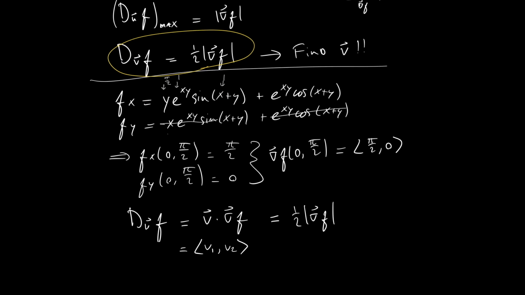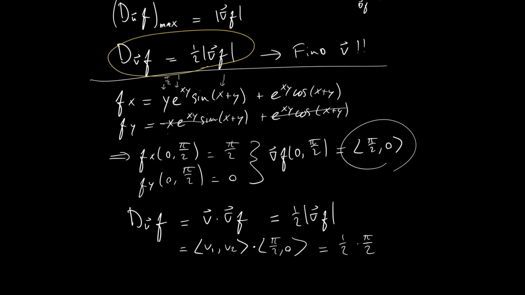So v1 and v2 are the components of some vector v here, right? So the dot product with (pi over 2, 0), that's that, which has to be equal to a half times the absolute value of the gradient. But we see that if the gradient is (pi over 2, 0), the absolute value is just pi over 2. So this has to be pi over 4.